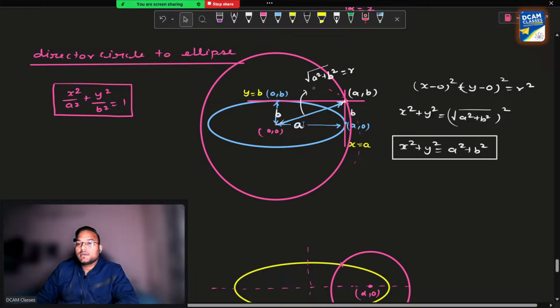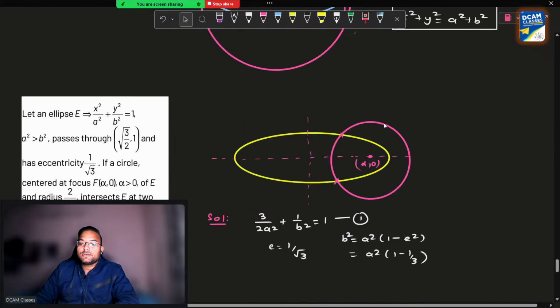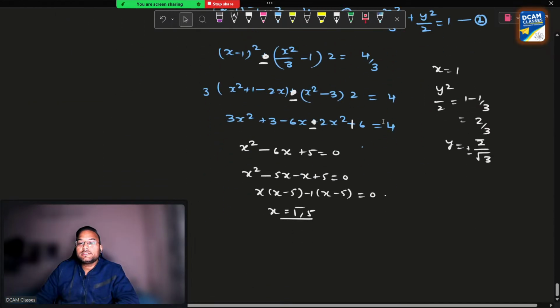Okay, so I get it. Clear now? The trickier part was only to find out the radius of the circle, and the radius we have found out using the major axis and minor axis length, this one, Pythagoras theorem. Okay, rest all things are okay?